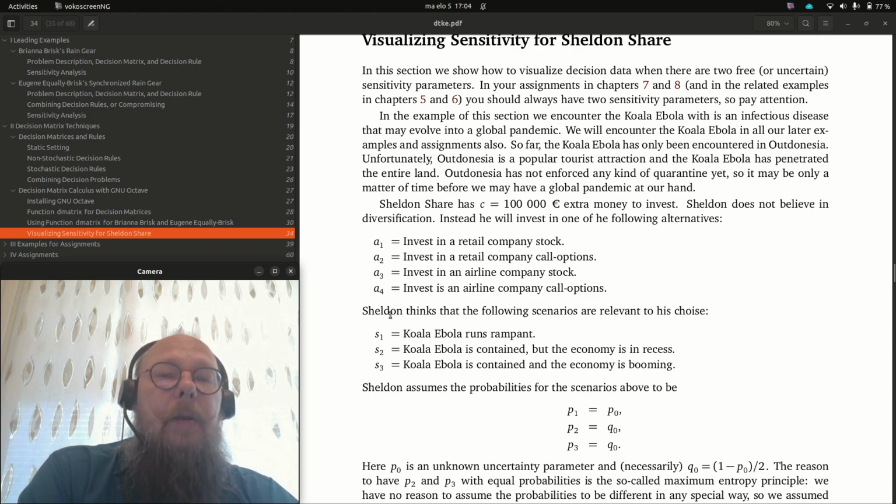Then what are the scenarios that Sheldon thinks are relevant to his choice? There are three scenarios. S1: koala Ebola runs rampant, so we have a pandemic at hand. S2: koala Ebola is contained, but the economy is in recession. And S3: koala Ebola is contained, but the economy is booming. One of these three scenarios will occur.